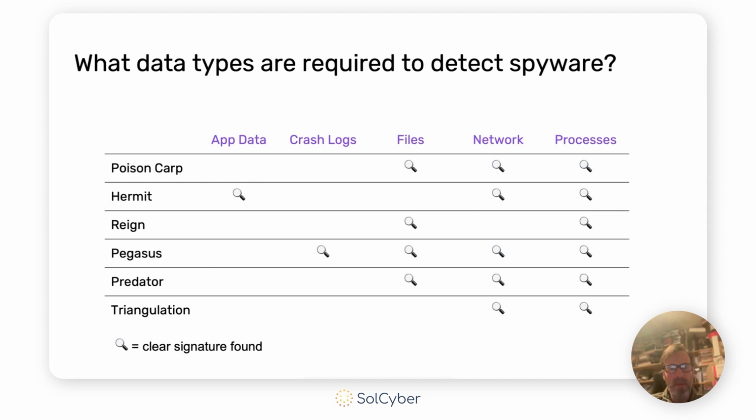There was only one of these that could actually get from the app data, and that was Hermit, because it was an app that installed. So this is probably the only one that, if you took the Android approach and replicated that on iOS, you would have found. Crash logs, there's Pegasus in there. Files at certain stages, Pegasus have been in there. Rain, Predator, Poison Carp, etc.